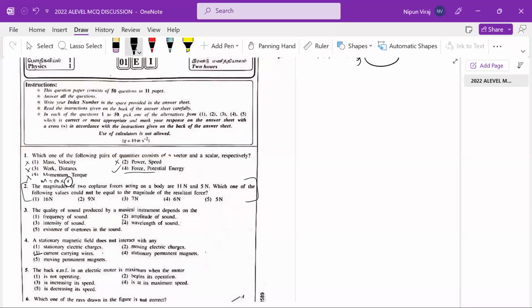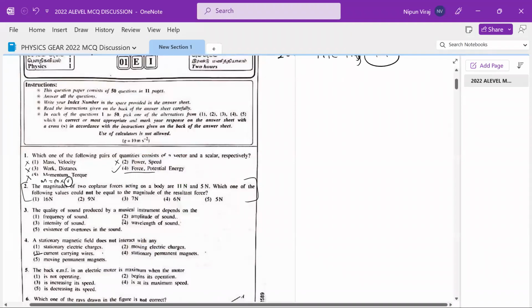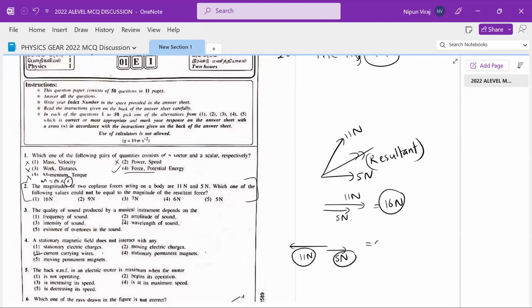If 11 newtons and 5 newtons are acting, let's say here you have 5 newtons and, randomly drawing this, here you have 11 newtons. You should get a certain resultant like this. Just think for a moment how we can get the maximum resultant and how we can get the minimum resultant. We can get the maximum by keeping them aligned like this, which is equal to 16 newtons. And we can get the minimum by keeping them in opposite directions, so that is 6 newtons.